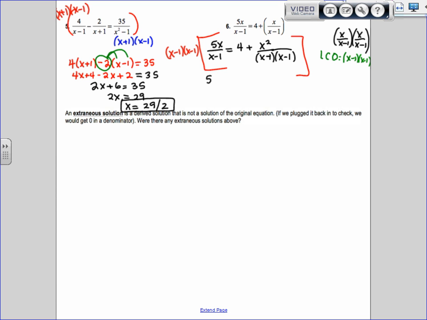So I get 5x, and then my x minus 1s cancel, right? Like this one and this one are gone. So I still have another x minus 1. So I'm going to have times x minus 1. And then equals 4 times x minus 1 times x minus 1. And then the next one I'm going to have x squared, and then the x minus 1s cancel on the top and the bottom.